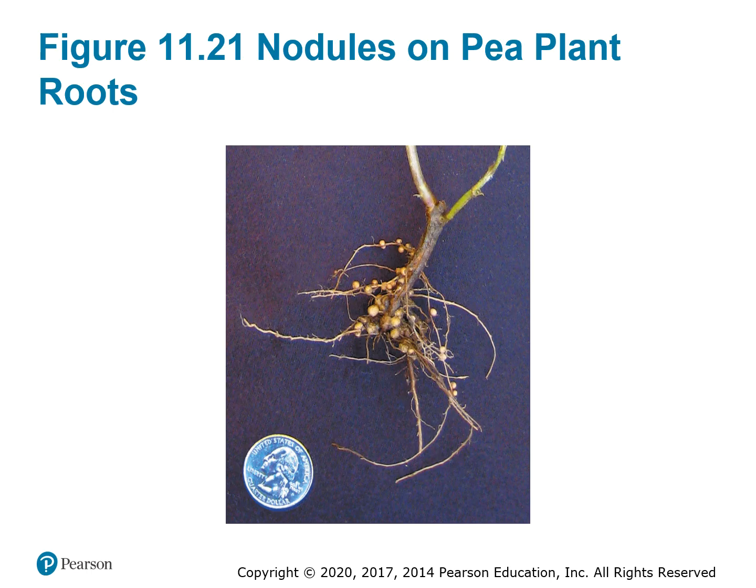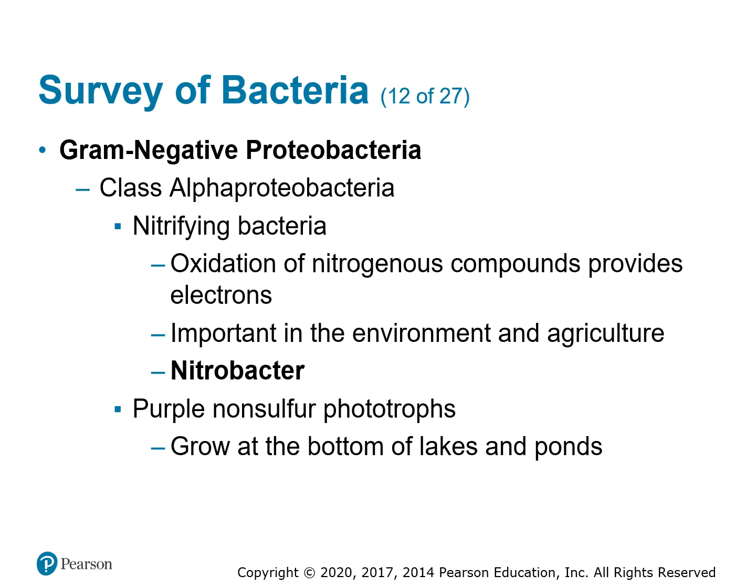This is the nodules of a pea plant, and so you've got the bacteria working in cooperation with the pea plant roots, forming these nodules. The alpha proteobacteria, these are nitrifying bacteria. They result from the oxidation of nitrogenous compounds, and that's what's going to provide electrons.